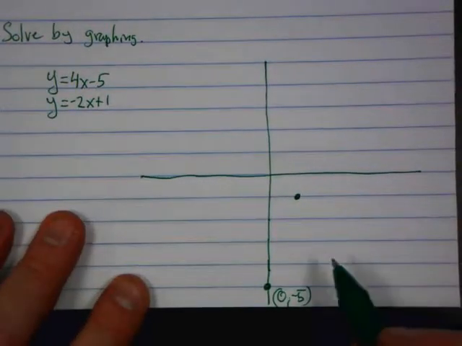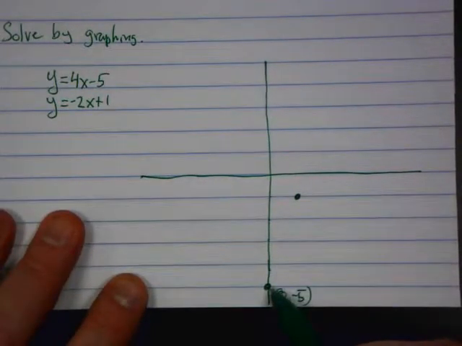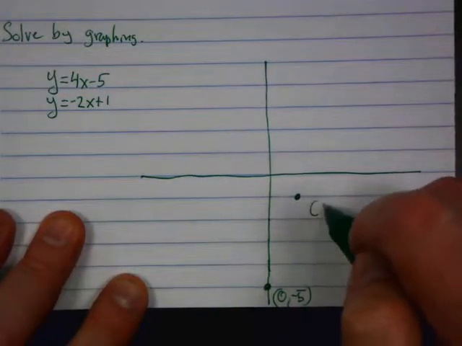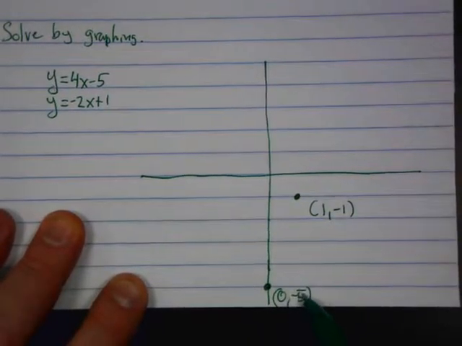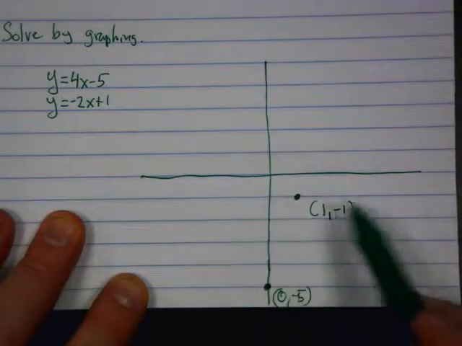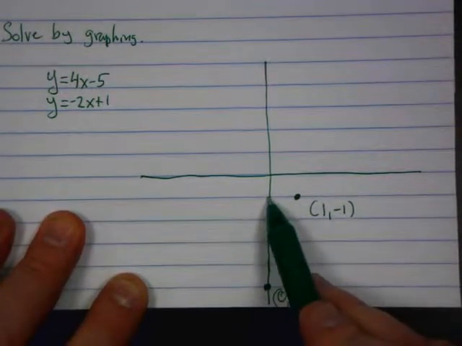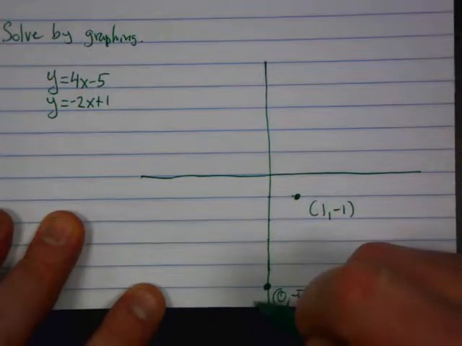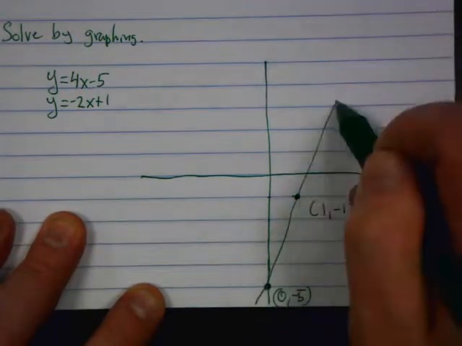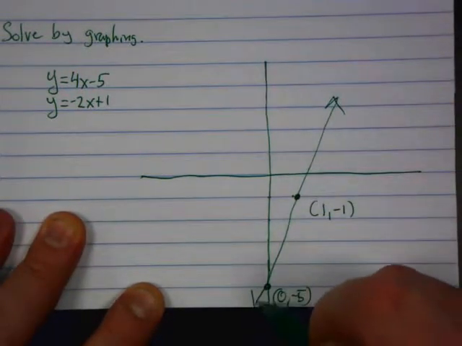So that puts me, where's that point right there? That's (1, negative 1). Because I started at negative 5 and I went up 4. So that puts me at negative 1. And then I went to the right one. All right, so there's the first line. It's supposed to be a line. Not very straight. You get the idea though.